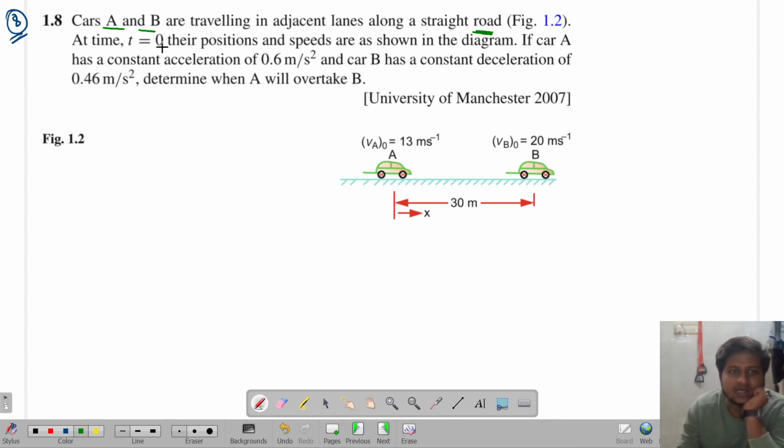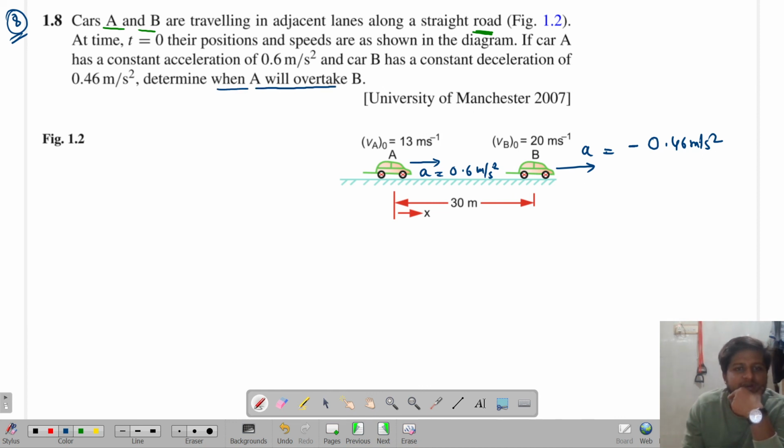Now try to see, car A has a constant acceleration. It is equal to how much? 0.6 meter per second square. While car B has a retardation, in the similar direction. So that retardation is denoted by again a, but that magnitude will be minus 0.46 meter per second square. Determine when A will overtake B.